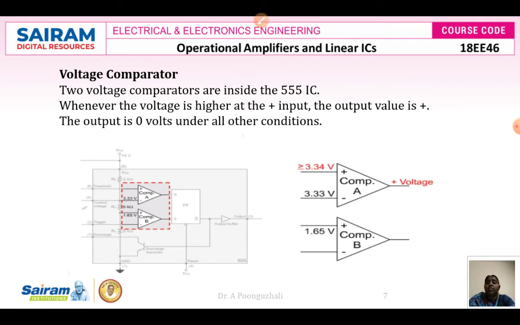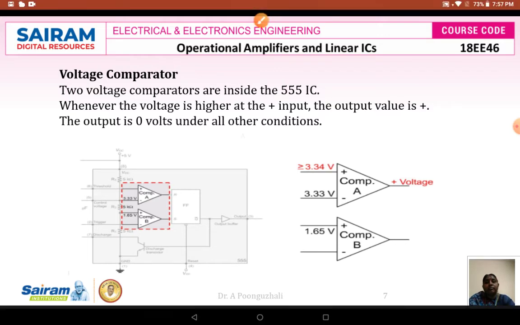Next is the voltage comparator. Basically we have 2 voltage comparators inside the 555 timer. Here I can have the voltage at this point to be V1, and the voltage at this point is going to be V2.